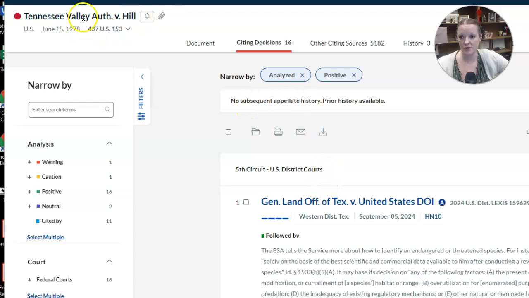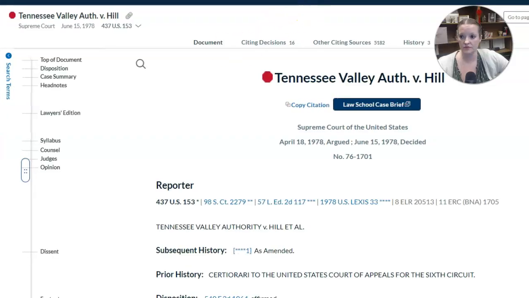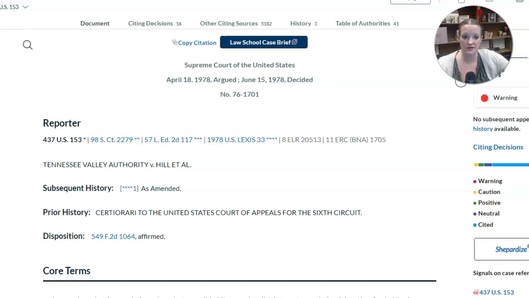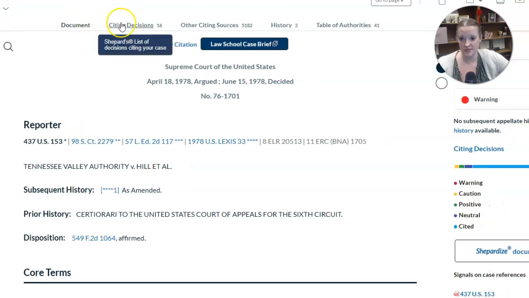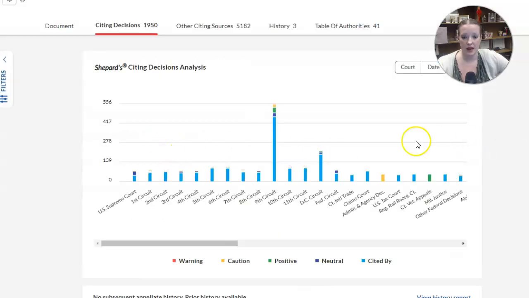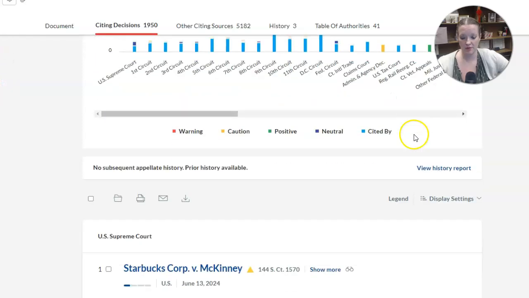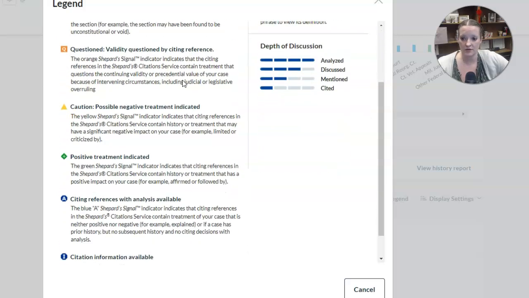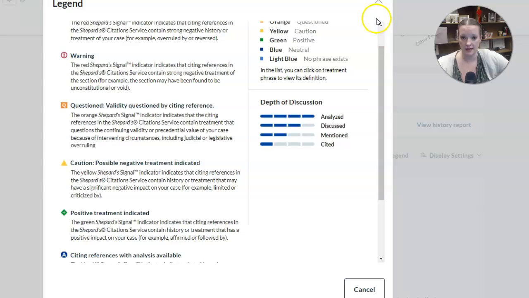Okay, how do we get to our signal indicators? So we're going to go back to our case here, and then we are going to go to Shepardize. Again, we could do that from our top citing decisions tab, from our right link, or Shepardize document. They're all going to take us to the same place. And then, as we said, you'll need to scroll down a little bit to click on the legend. And then the legend will reveal what those signal indicators on Lexis mean.